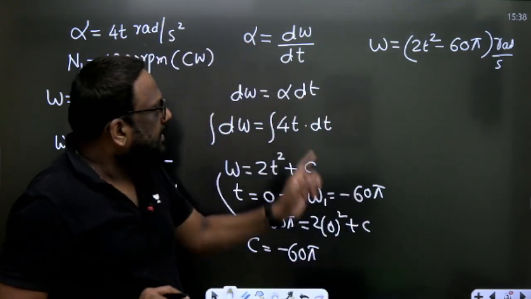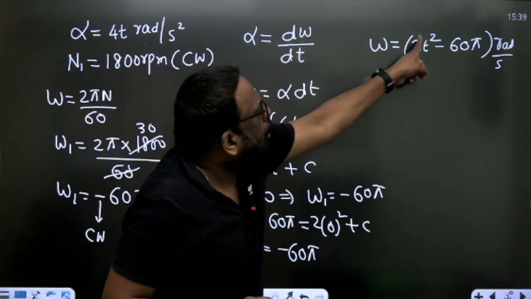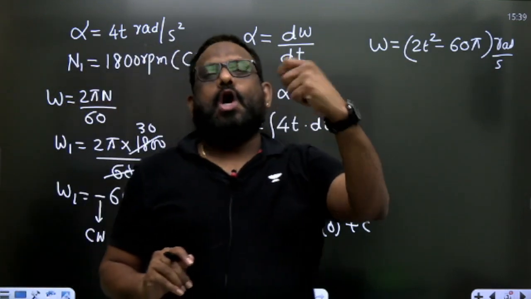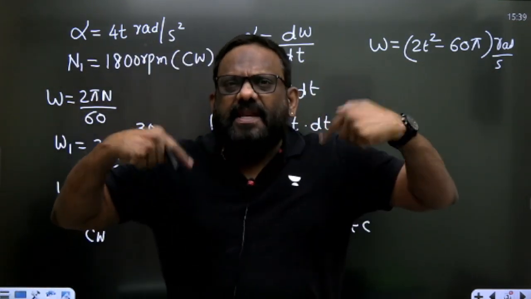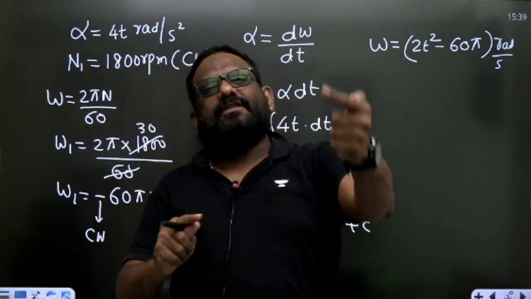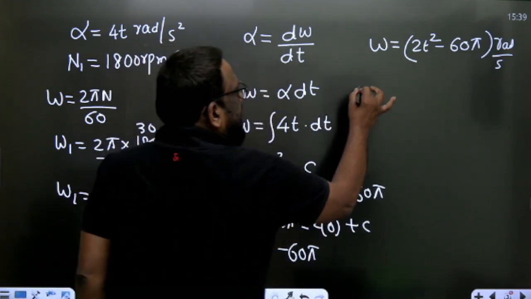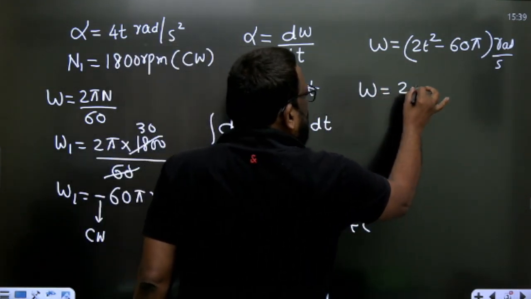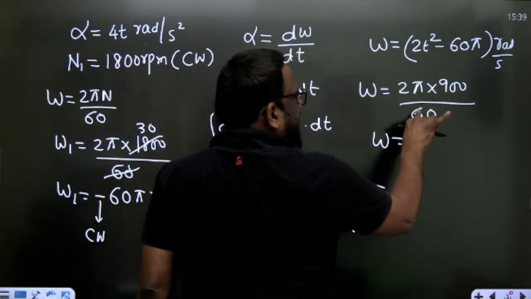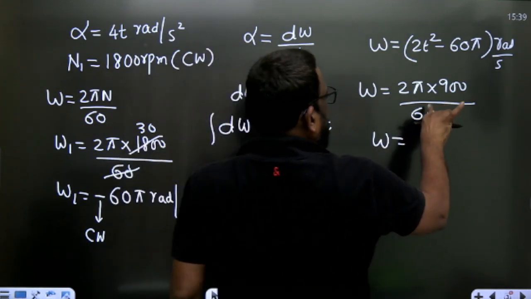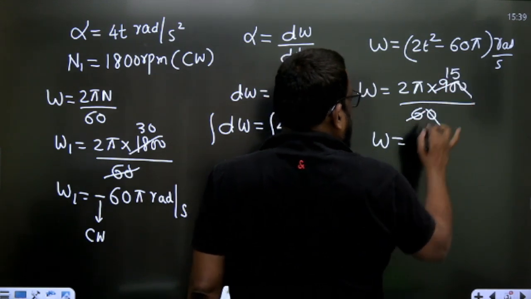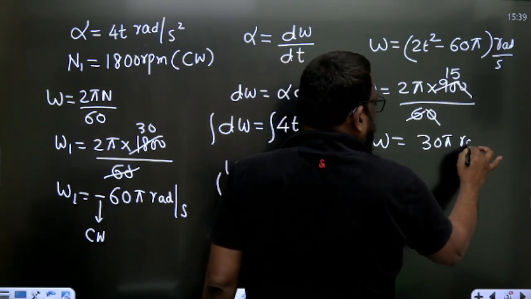Now see the question properly. He is asking, at what time the speed is becoming 900 clockwise? Originally it was rotating at 1800 clockwise. Now after some time, the speed is getting reduced because of the counterclockwise torque. So let us see what that 900 RPM is. Omega is equal to 2 pi and n is 900 by 60. So it is 30 pi radian per second.